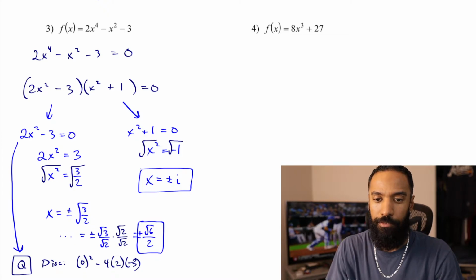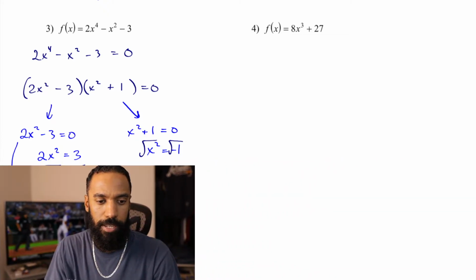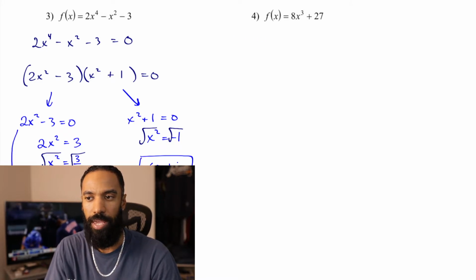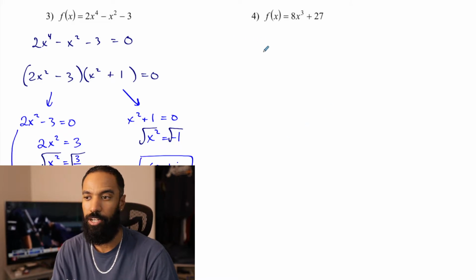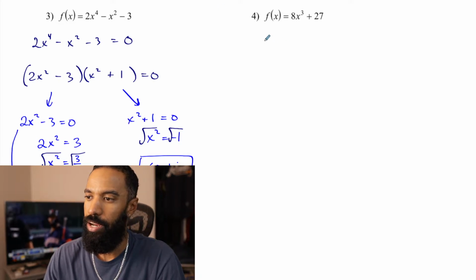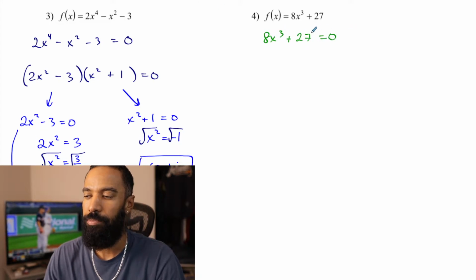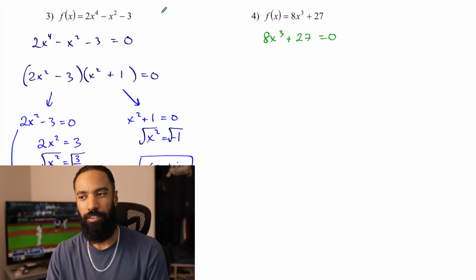Now, number 4, let's keep moving forward as we're already 20 minutes into here. And I promise to speed up over time, but it depends on the kinds of problems that we have, especially if I can solve by factoring, I will. Now, we have here 8x cubed plus 27 set equal to 0. Now, I'm going to write this in red to say kind of avoid doing here.